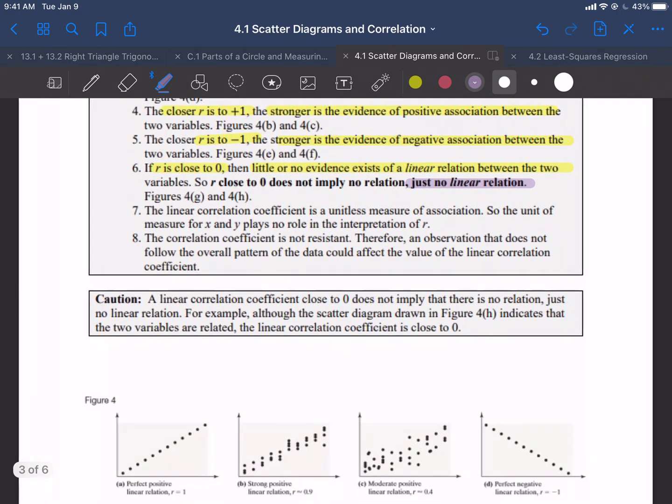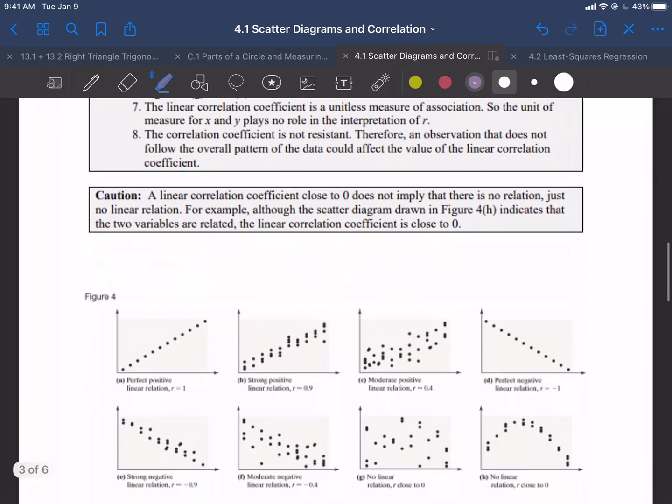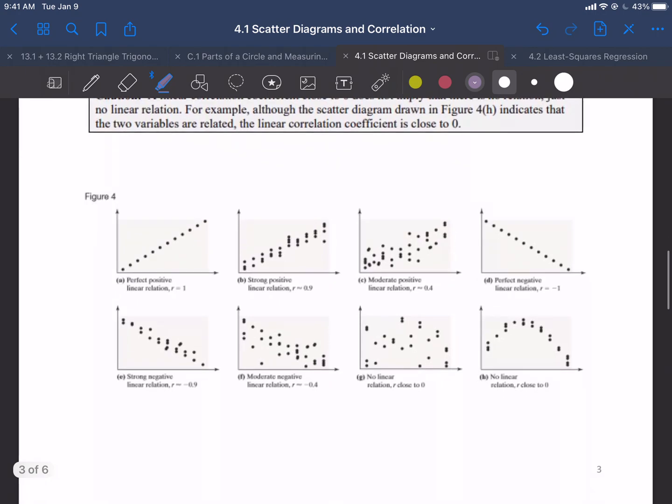Again, just caution, if r value is close to 0, doesn't mean that there's no relation, just there's no linear relation. So it could have a quadratic relation or something like that. All right, so here's some pictures. Might be a little hard to see. If you want to see them a little bit better, they are on page 189 in your text.